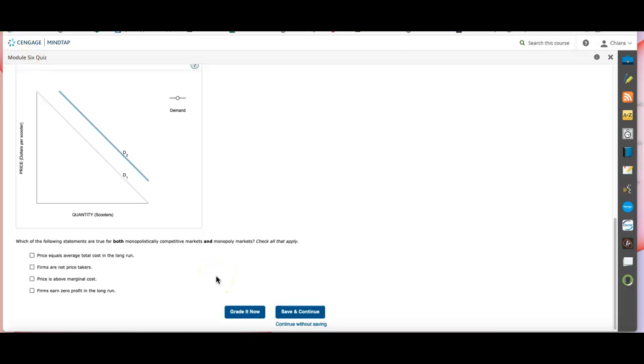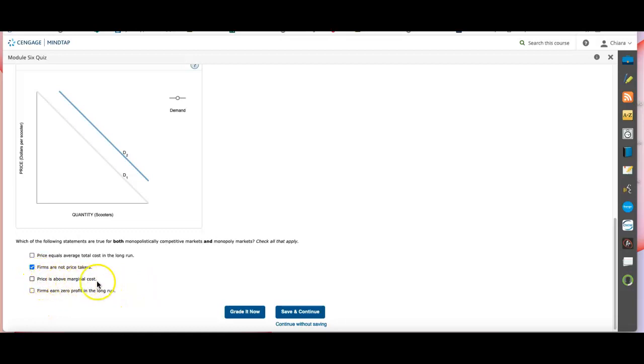So this question is worded in a way that wants you to identify the common features of a monopolistically competitive market and a monopoly, right? So price equals average total cost is not true for a monopoly market. Firms are not price takers, which happens in perfect competition. That's true, right? They are price makers.